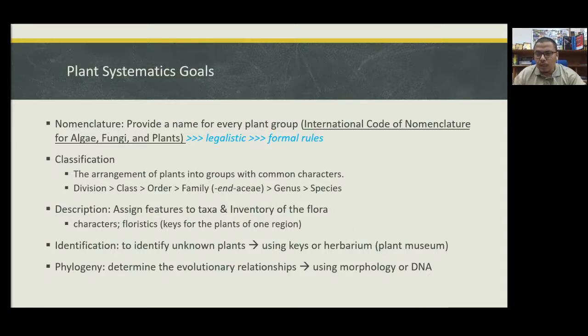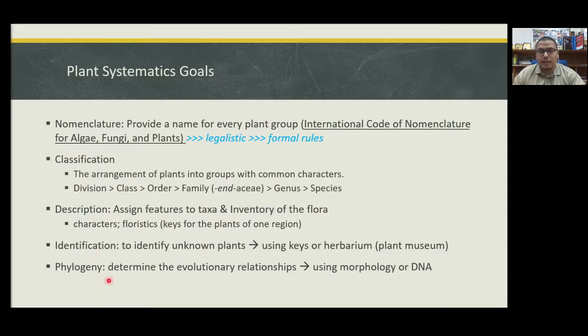In addition to classification, we have description. There are two parts to description. We want to assign features to the taxa that we are describing, which is basically direct description, when those descriptions are used in various ways. And also we want to inventory the world's flora, to make a list of the plants that occur in various regions of the world. These inventories are usually done regionally, like a flora of Peninsular Malaysia or a flora of Borneo. We have a lot of books on that, kind of like an encyclopedia.